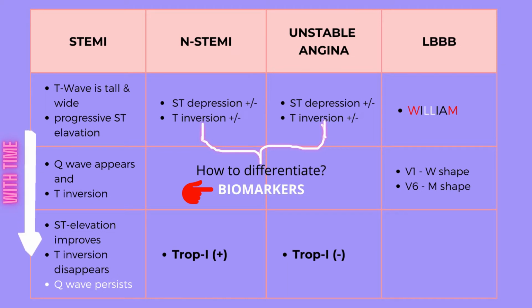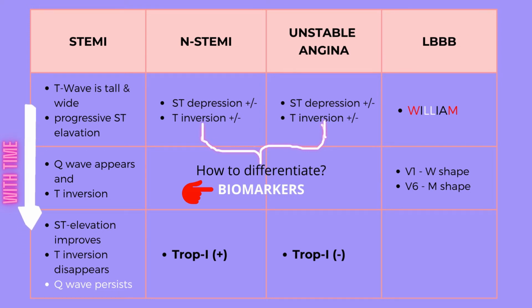Under STEMI, all these are progressive ECG changes. This arrow down shows the changes with time. So we can easily differentiate this from others with a 12 leads ECG. N-STEMI and unstable angina both can show ST depression and T inversion. Sometimes ST depression only, sometimes T inversion only, sometimes both. So, we need to rely on cardiac biomarkers to differentiate these two.